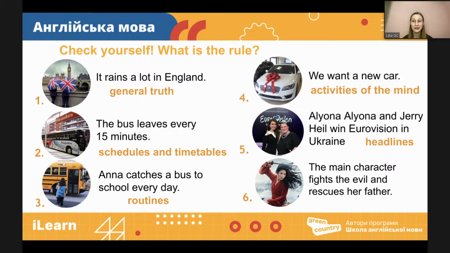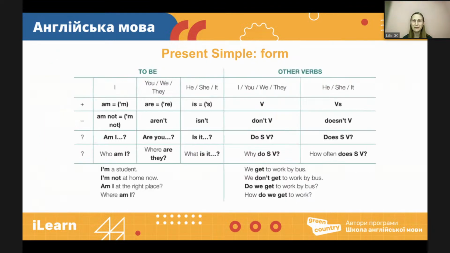So, for example, Alona and Jerry Hale win Eurovision in Ukraine. So, that's a headline, well-known information, right? Okay, and I already can see number 6. Yeah, that's the plot, probably of a movie, maybe of a book, but that's the story we retell. Good job. So now you know the rules. Well done there. Let's keep moving.